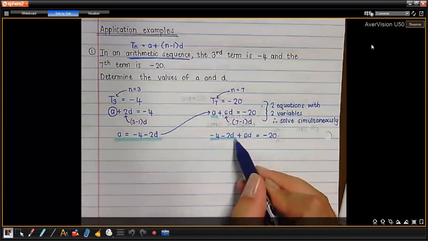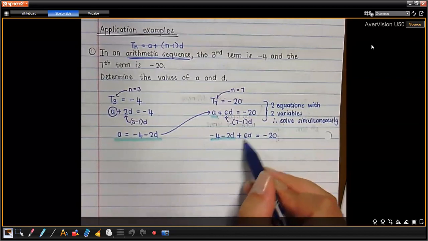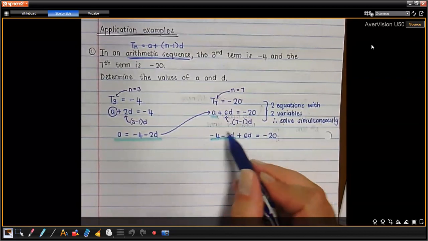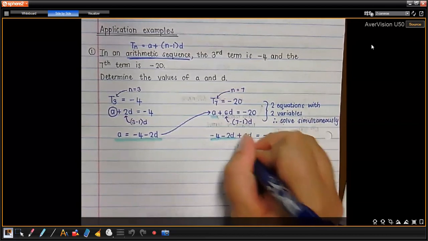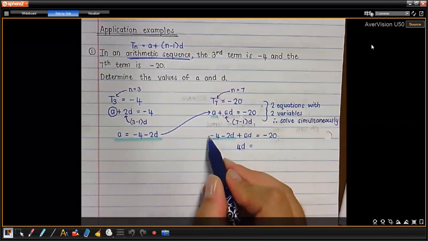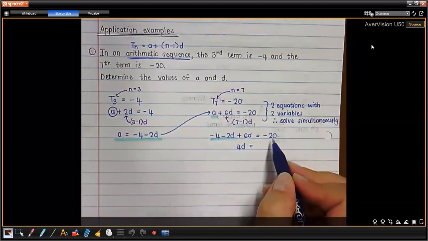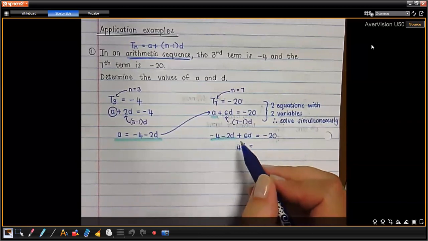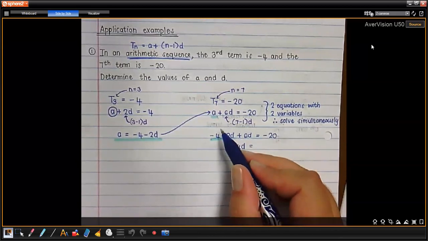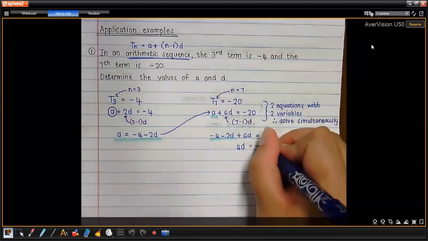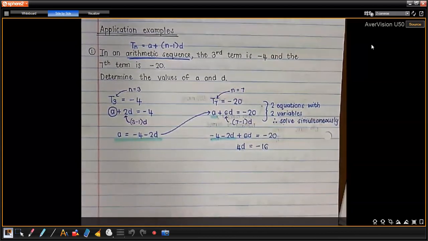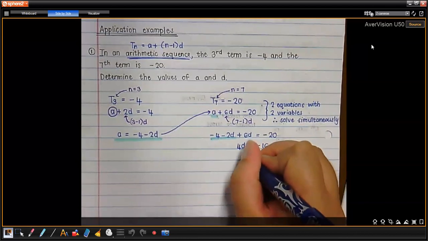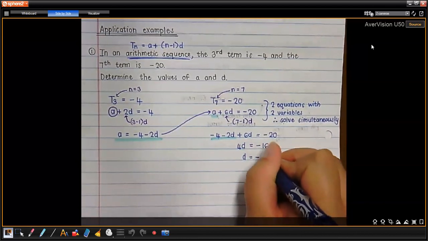So we have a negative 4. Here we have negative 2d plus 6d. What's that? 4d, right? Now, obviously, I'm going to move this negative 4 over to the other side. We already have a negative 20 there. When I move the negative 4, it's going to become plus 4. So what is negative 20 plus 4? Negative 16. Good. And now to get the d value, to get rid of that 4 in front of the d, we need to divide by 4. Negative 16 divided by 4 is negative 4.